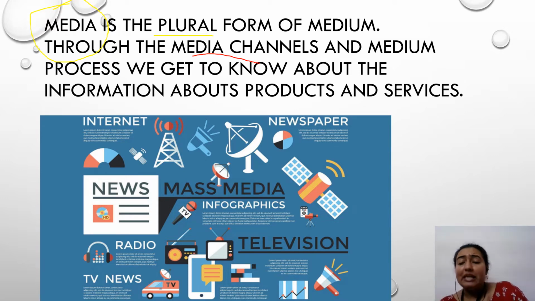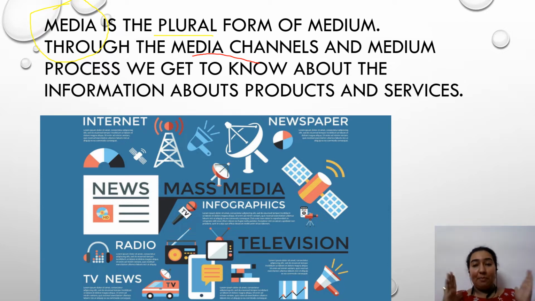Products can be any products: eating products, using products, shower products, cream, soaps, edible items, any product and any services. So this is the media, that is the plural form of medium. Now suppose TV is the medium, so TV itself is the media, singular. Now in this image we can see five, six different types of mass media.